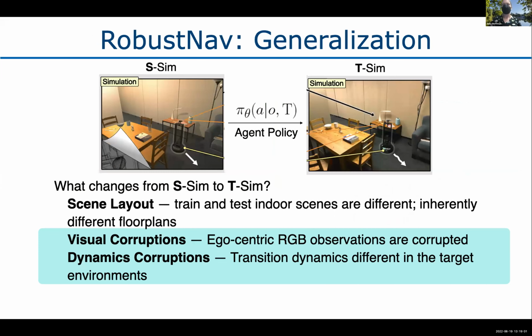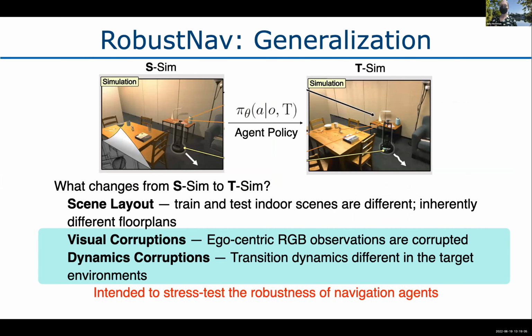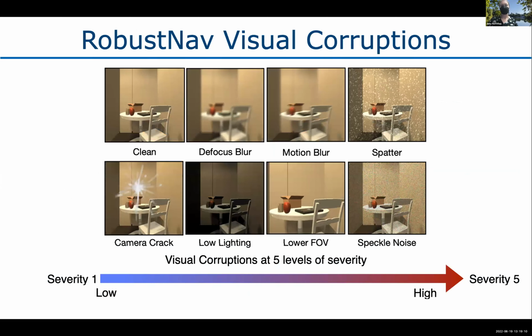So overall, this benchmark is intended to help us stress test in this setting of embodied agent visual navigation. Here are an example of the visual corruption. So we have things like lower lighting condition, changing the field of view of the camera, adding, of course, things like noise that mimic getting debris on the camera or camera crack.